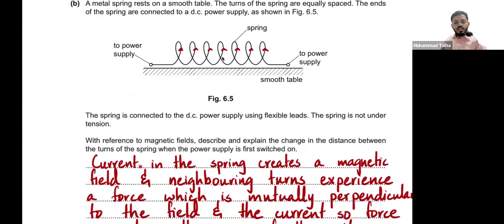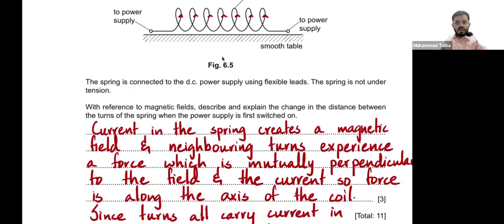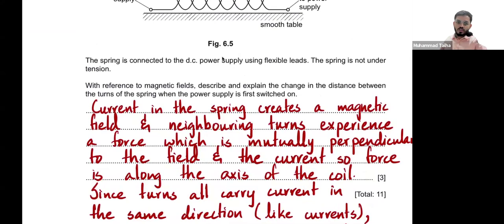So first off, I know that there is going to be current in the spring, which is going to create a magnetic field of its own. And then we have the neighboring turns, which are also going to experience a force, which is mutually perpendicular to the field and current, right? So if I'm talking about the left-hand rule, all of these variables, the force, the field, and the current, are mutually perpendicular to each other. So this is what it means.